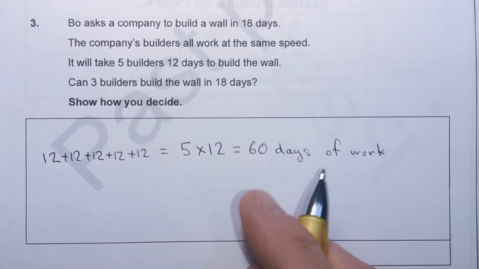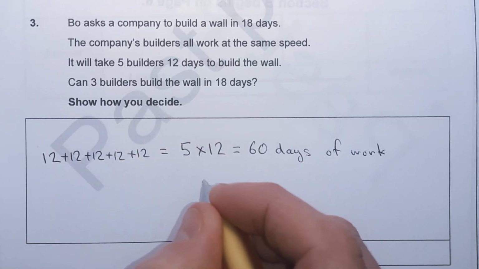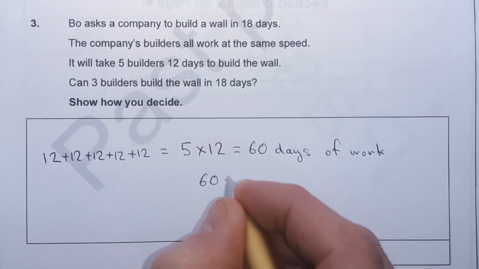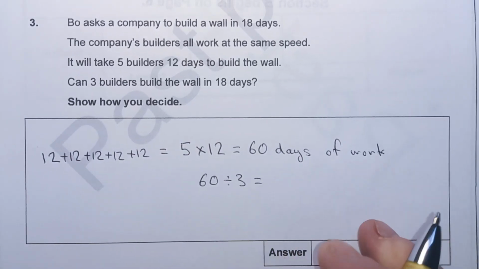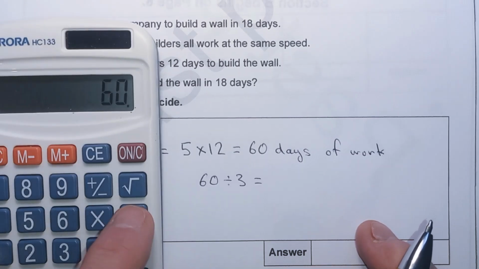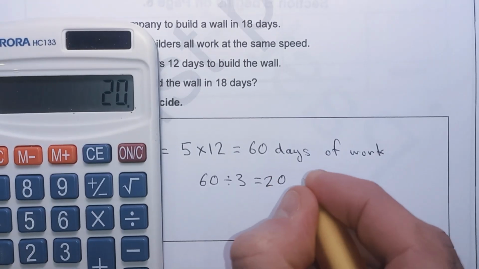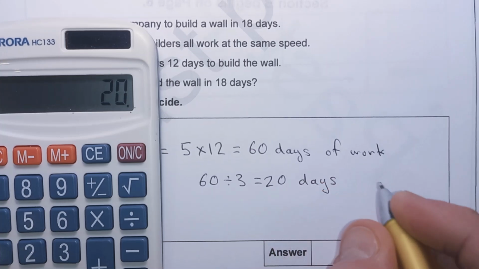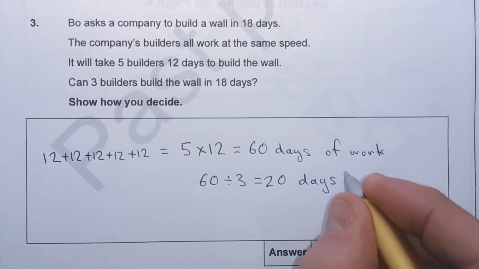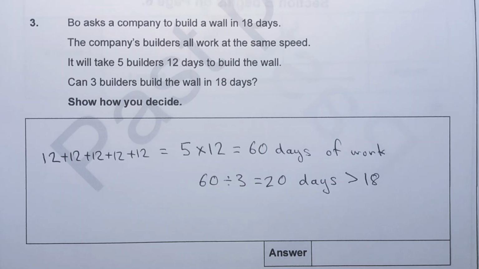Okay. Now, we want to use just 3 builders. So if we're going to divide that amount of work by 3, each builder would have to work for 20 days. But that's more than 18. So can 3 builders build a wall in 18 days? No, they can't.